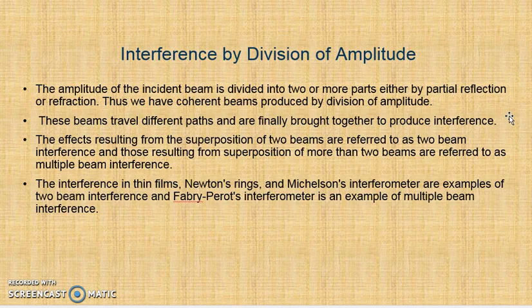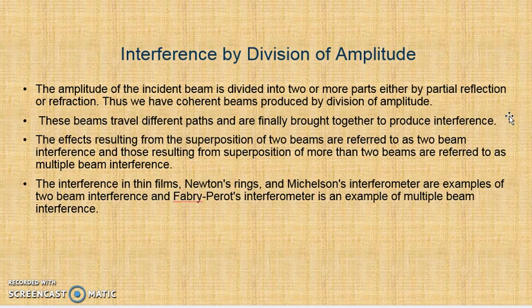And another method of interference is interference by division of amplitude. Here, the amplitude of the incident beam is divided into two or more parts, either by partial reflection or refraction. Thus, we have coherent beams produced by division of amplitude. These beams travel different paths and are finally brought together to produce interference.